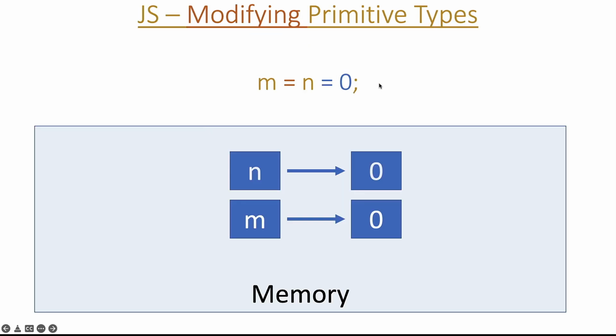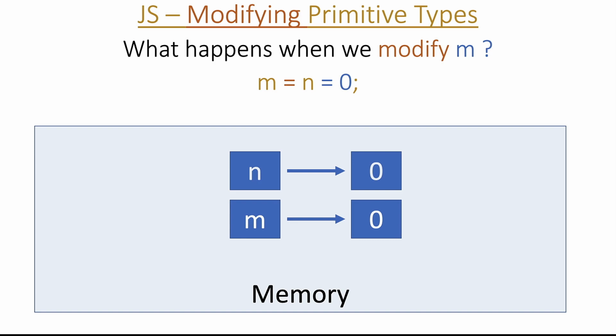So let's talk about modifying primitive types first. Here we have m equal to n equal to 0, and in the memory it will look like this: n points to 0 and m points to 0. So what happens when we modify m? Let's say we modify m like this: m += 1. So we want to increment m by 1, and when we do that, m's value will change from 0 to 1 like this. And at this point, if we were to compare m and n, you can clearly see that m is not equal to n, because m's value is 1 and n's value is 0. So the equality check will return false, meaning m will not be equal to n.